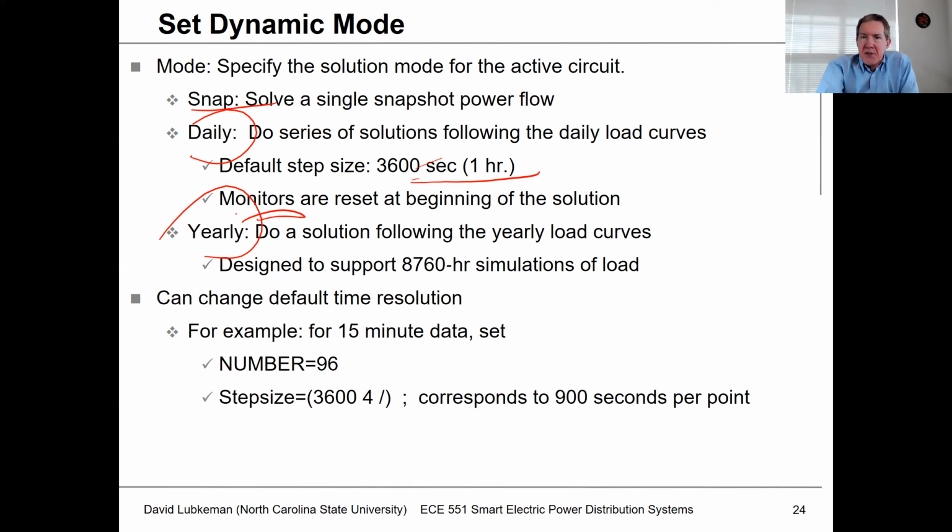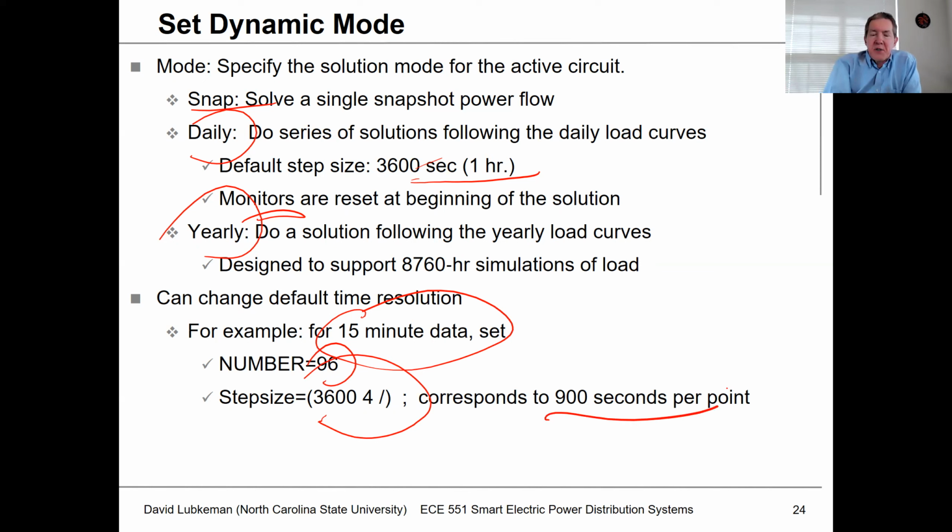It basically stores all the circuit information. But if you run this again, then what it'll do is it'll reset the monitors. So again, if we were going to use, like, say another interval like 15 minutes, then you'd have 96 of those during the day, right? And then the step size in that case would be 3,600 divided by 4. We're going to have like 900 seconds per point. So anyway, you could use different step sizes depending on what data you have.